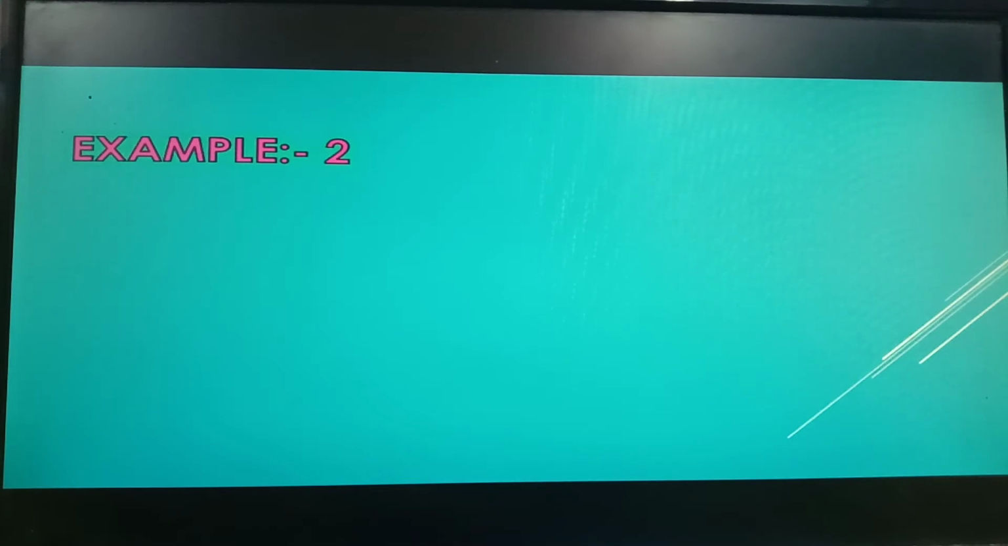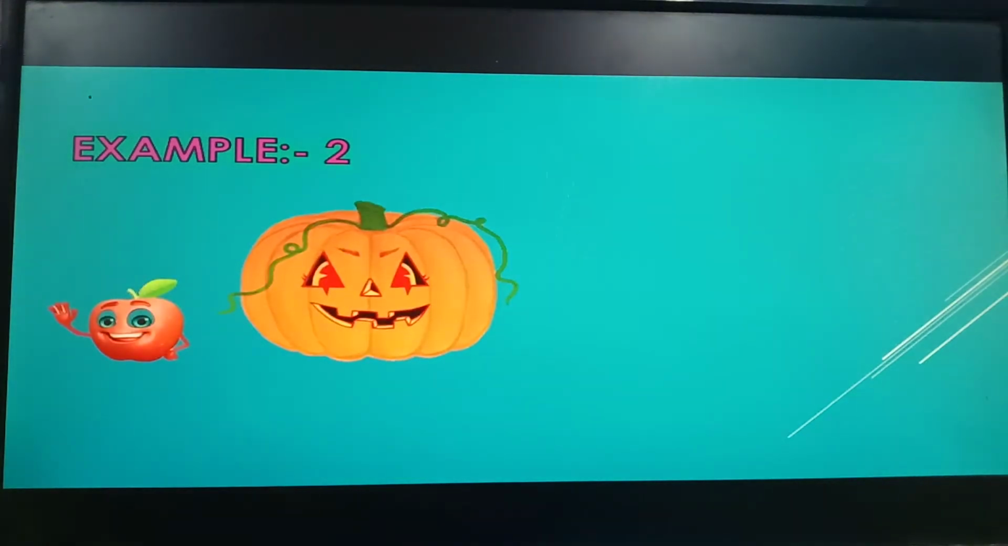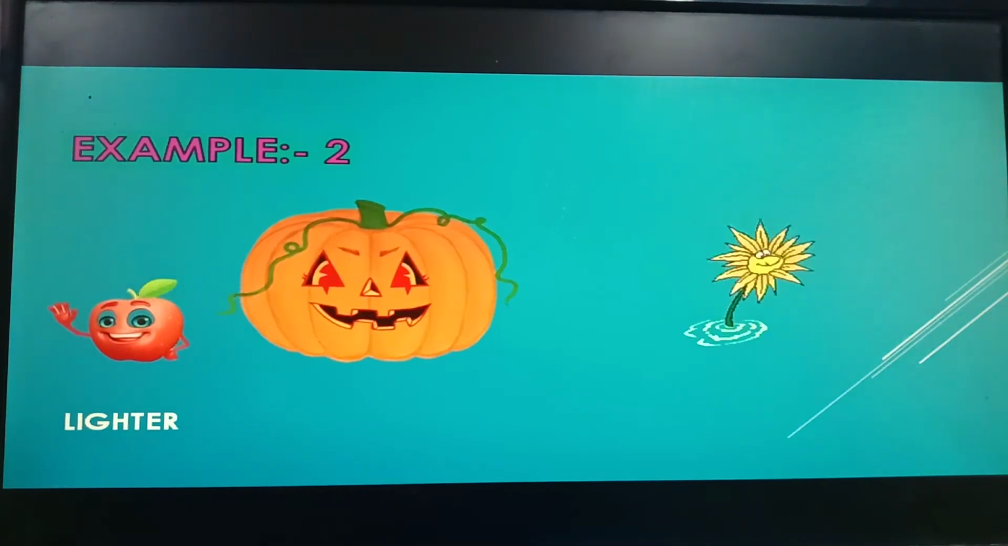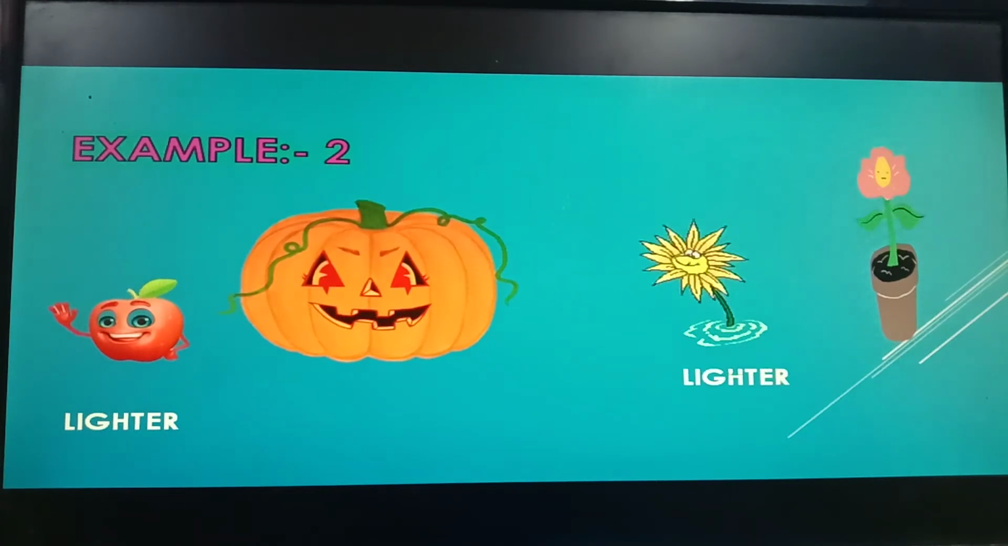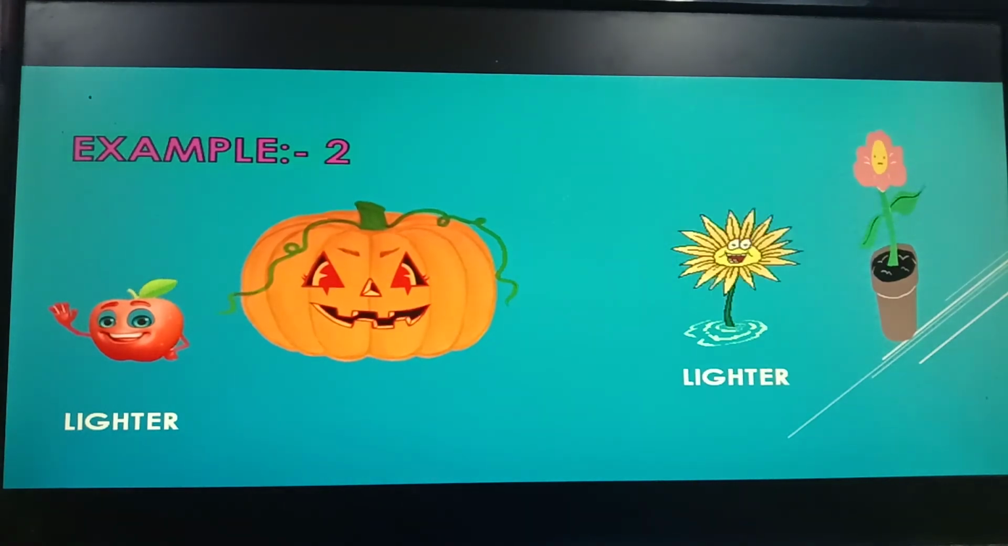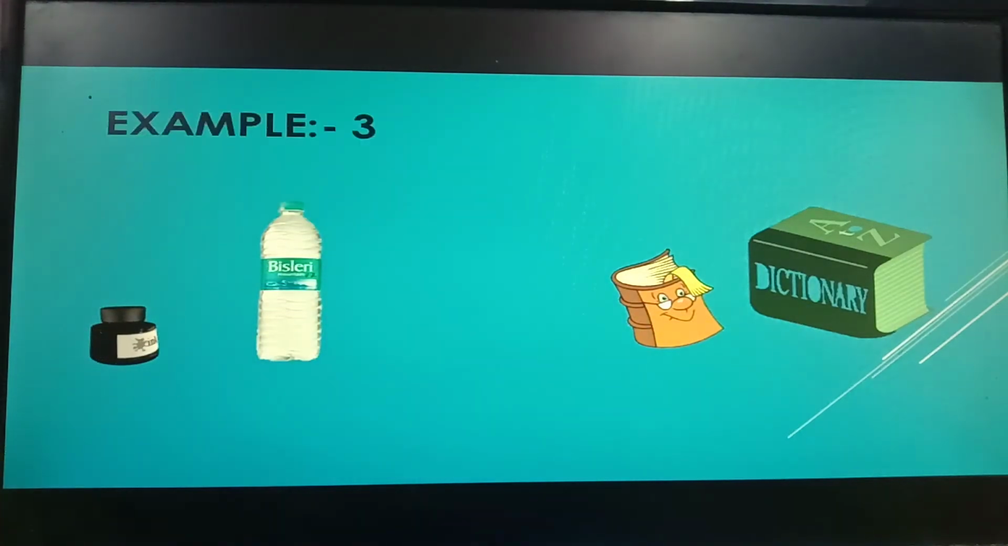Example 2. Apple and pumpkin are here. Apple is lighter than pumpkin. At right hand side, sunflower and flower pot is here. Sunflower is lighter than flower pot. Example 3. Ink pot is lighter than water bottle. Notebook is lighter than dictionary.